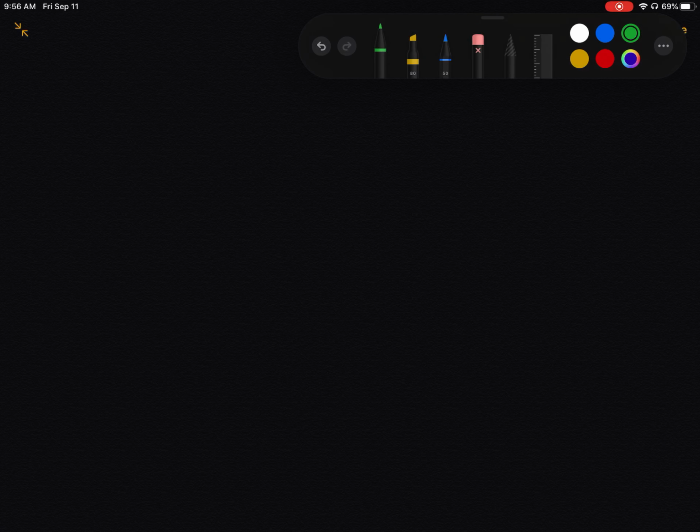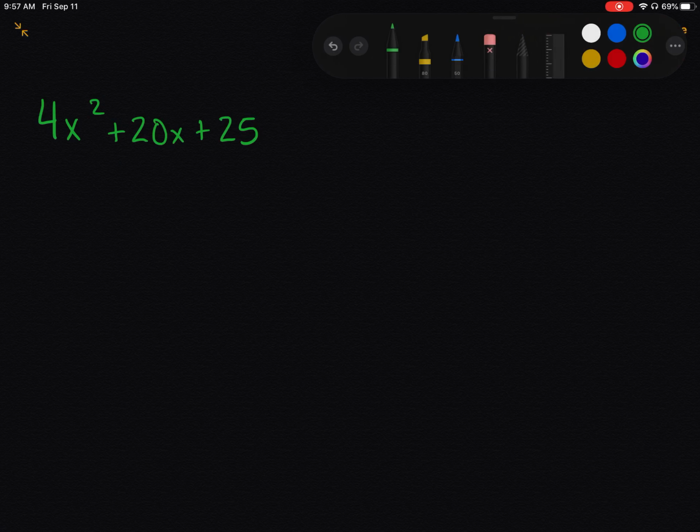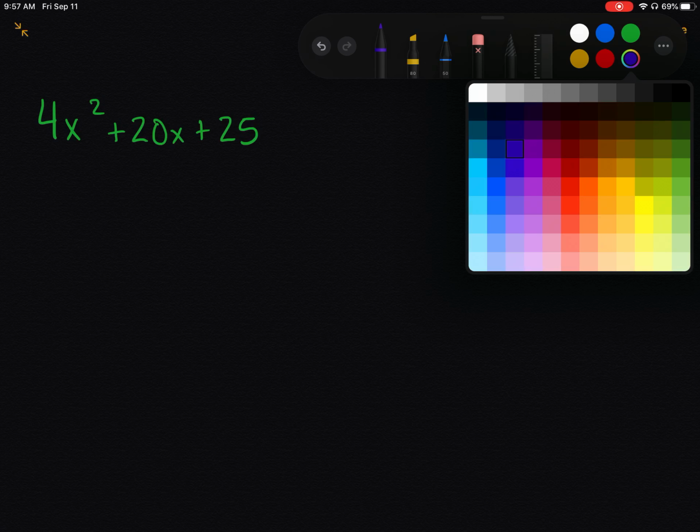So let's look at an example of that. Say we have 4x squared plus 20x plus 25. I'm telling you this is a perfect square trinomial. We're going to have the same factor twice at the end, but let's see how we get there. So what's some color we haven't used? Let's go with this purplish color.